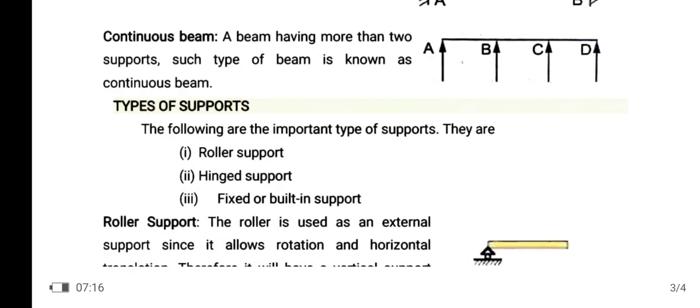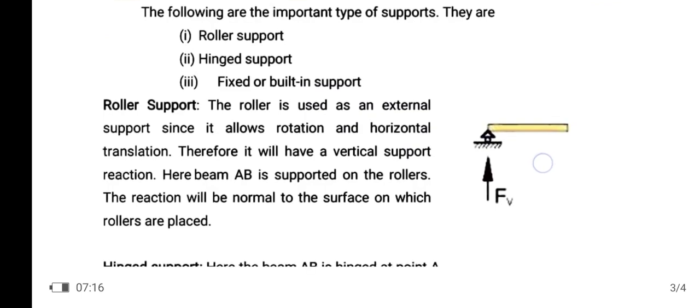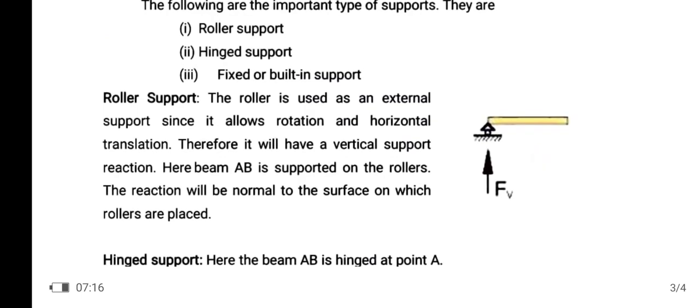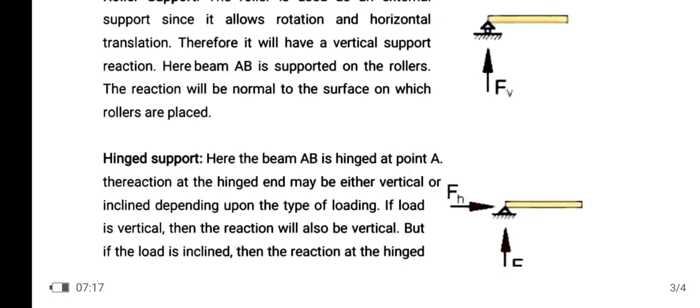Types of support. The following are the important types of support: roller support, hinged support, and fixed or built-in support. First one, roller support. The roller is used as an external support since it allows rotation and horizontal translation. Therefore, it will have a vertical support reaction. The beam AB is supported on the rollers. The reaction will be normal to the surface on which the rollers are placed.